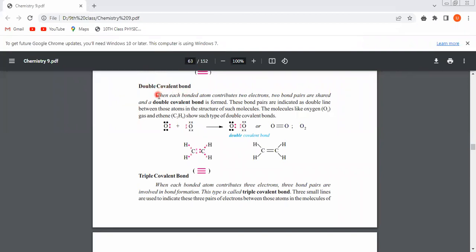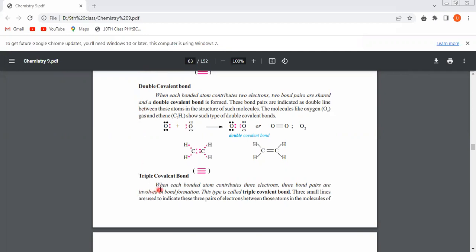Double covalent bond: when each bonded atom contributes two electrons, two bond pairs are shared and a double covalent bond is formed. These bond pairs are indicated as a double line between those atoms in the structure of such molecules. Molecules like oxygen O2 and ethene C2H4 show such a type of double covalent bond.